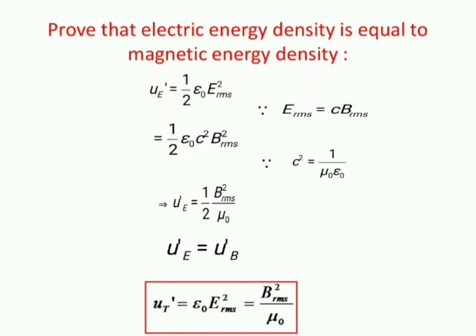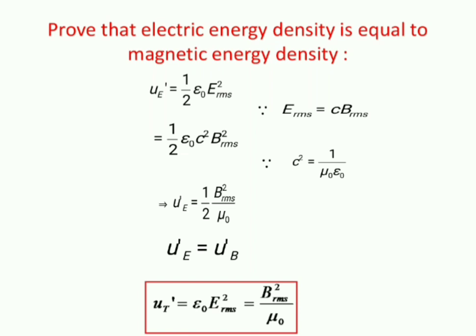Now this is a very small proof which is very often given as a 2-mark question. Okay, look at this proof. They may ask you to prove that electrical energy density is equal to magnetic energy density. Okay, for that start with electrical energy density. It's half epsilon naught E RMS square.